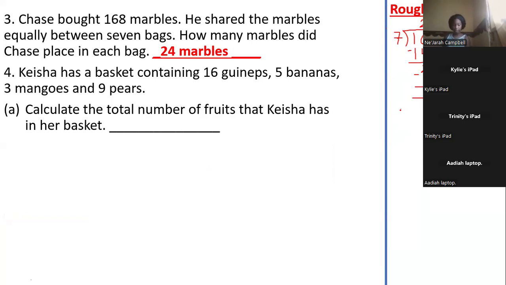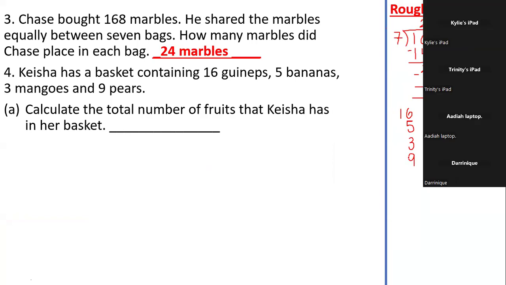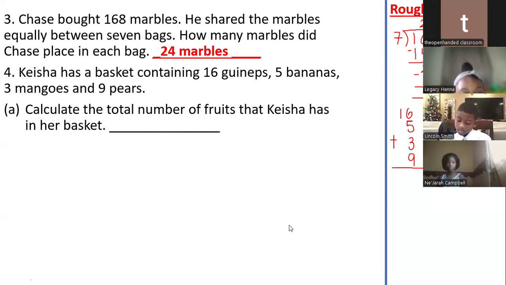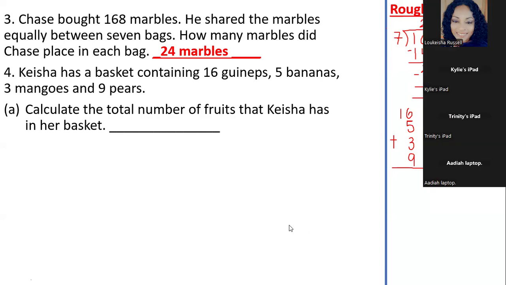16 plus what? Plus 5 plus what? Plus 3 plus what? 9. Plus 9. Can I say my answer? Yes, you can. I got 33. 33. Adaya, where's Adaya? Adaya, can you hear me?